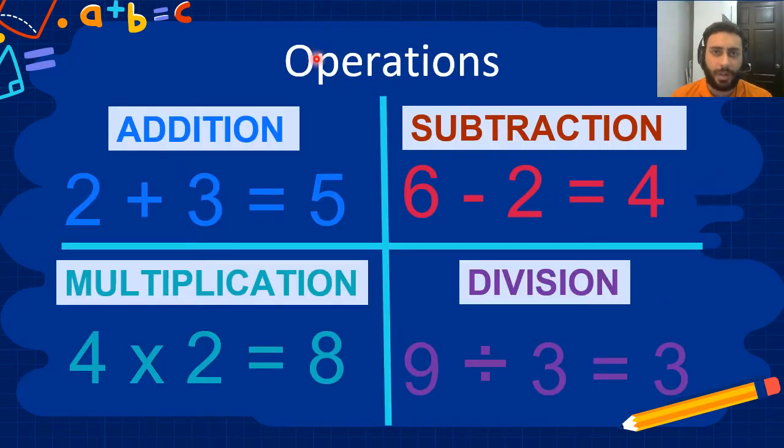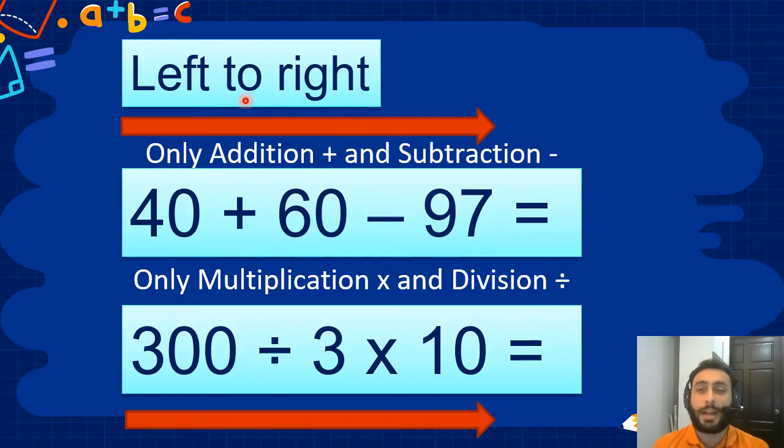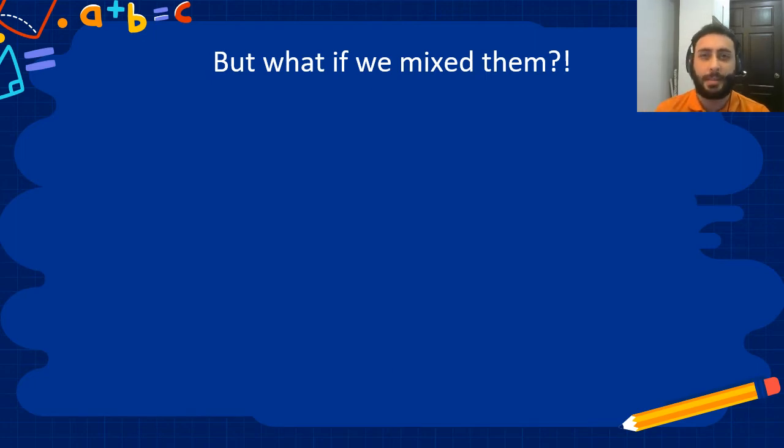So, operations, what are they? You remember addition, subtraction, multiplication, and division. As you remember, when there was only addition and subtraction, we always went from left to right. So we went 40 plus 60 minus 97, and so on. We always went from left to right. And when there was only multiplication and division, like 300 divided by 3 times 10, we went from left to right. But what if we mix them together?